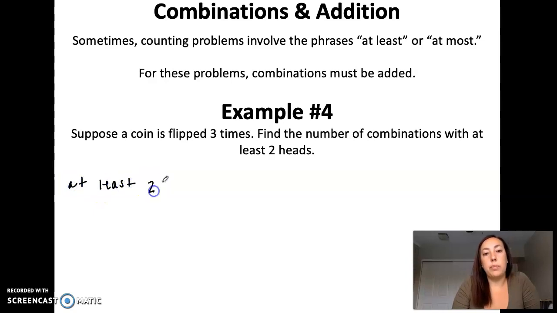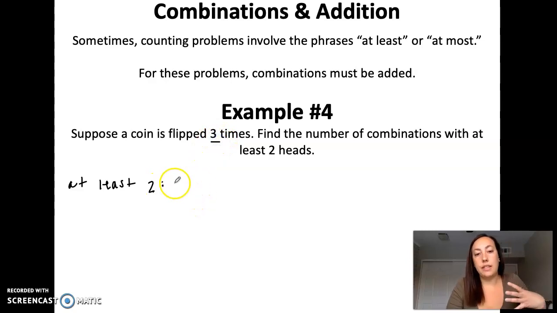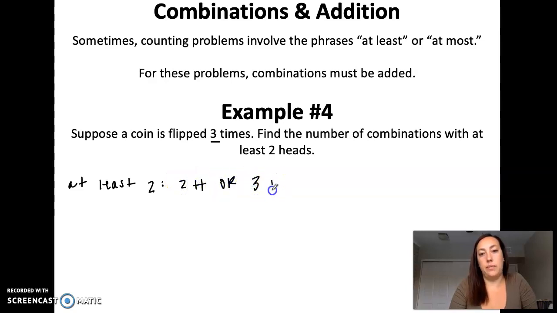So remember, we're flipping this coin 3 times. This phrase "at least 2" includes 2 possible outcomes. It includes 2 heads or it includes 3 heads. Those are the 2 outcomes that satisfy "at least 2."